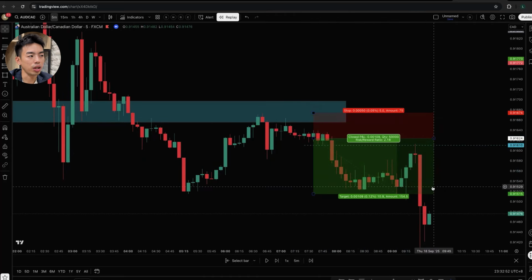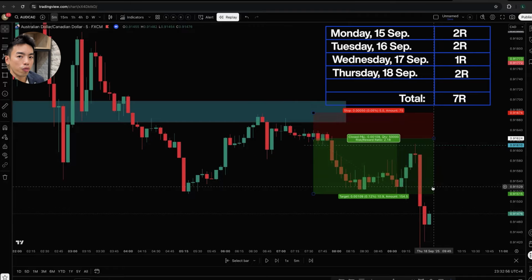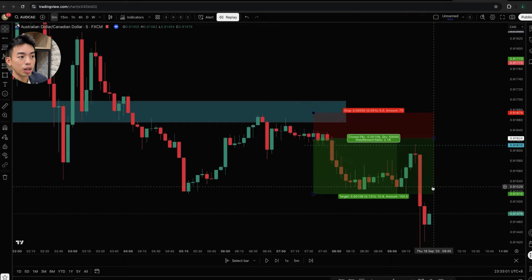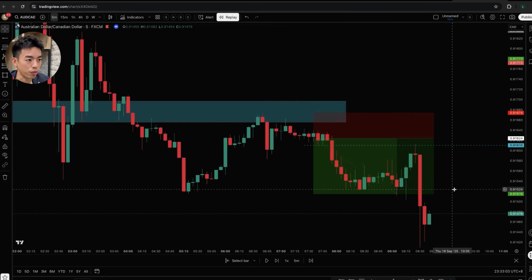Okay, so on Thursday, we are looking at another 2R. So the total right now, the pool of profits from Monday to Thursday, we are looking at a total of 7Rs. Let's move on and let's have a look at the last trade of the week, which is going to be on Friday.